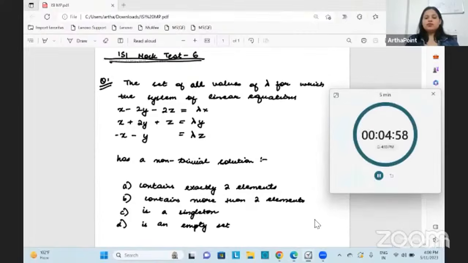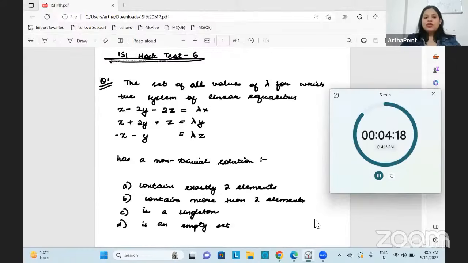Here it goes. The set of all values of lambda for which the system of linear equations, three equations are given to you, has a non-trivial solution. So you have to tell when will this set have a non-trivial solution. For what values of lambda will it have a non-trivial solution? The options are: lambda has two elements, lambda contains more than two elements, it is a singleton set, or it is an empty set. I'm giving you 5 minutes to answer this question.